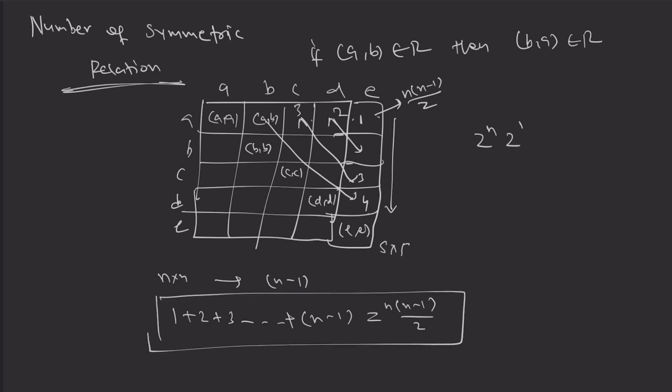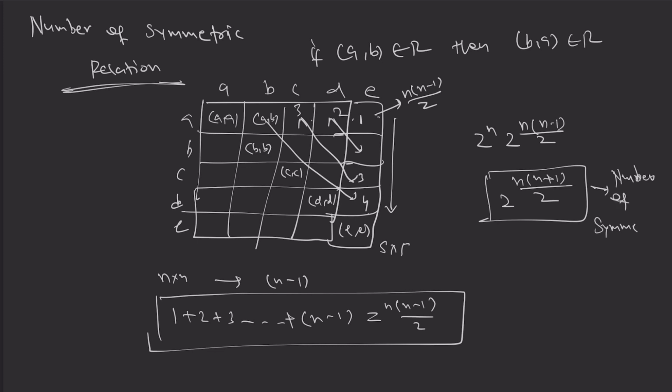So I have choices 2 to the power n into n minus 1 upon 2, and I can add the powers and I'll get this. This is the number of symmetrical relations.